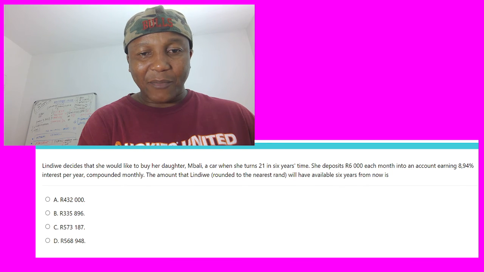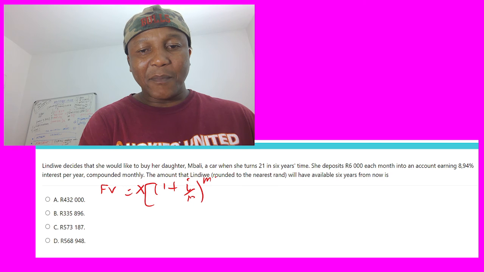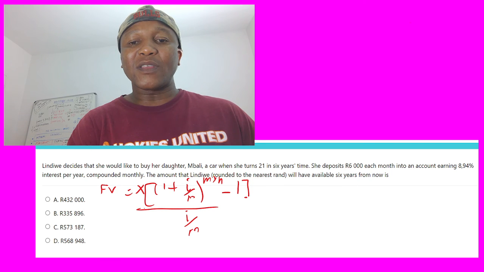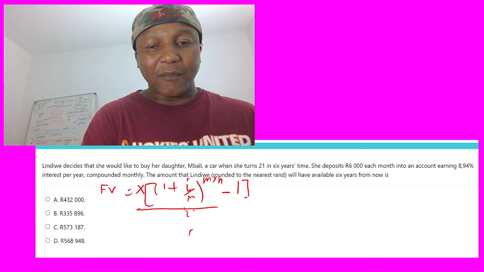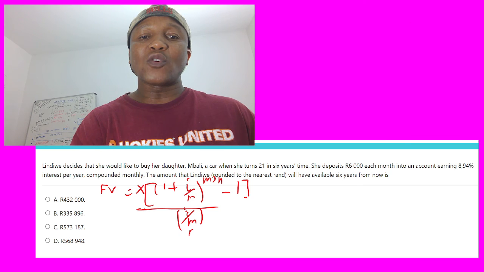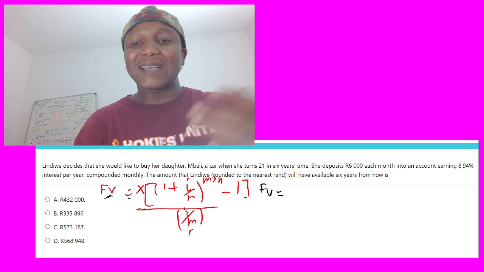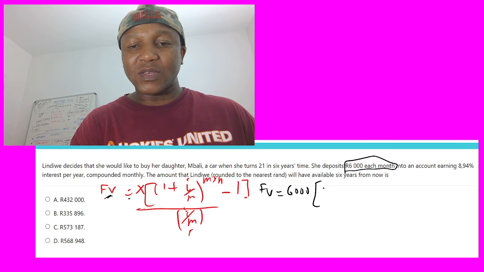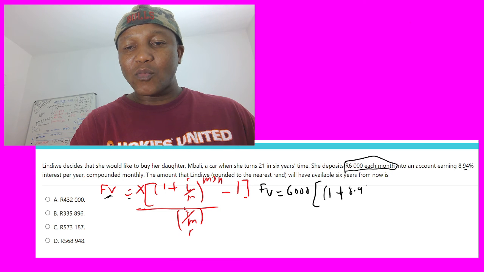So now we're going to say the future value formula equals x, 1 plus interest rate over m, and then we take our m times n, and then minus 1, and then divided by i over n. So now we have all the values. So future value equals x, the amount you pay in regular installments for each month. 1 plus interest rate. Our interest rate is 8.94%.